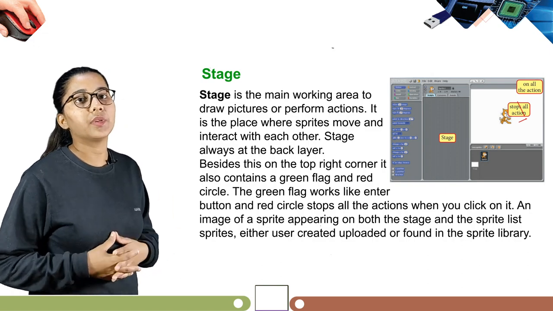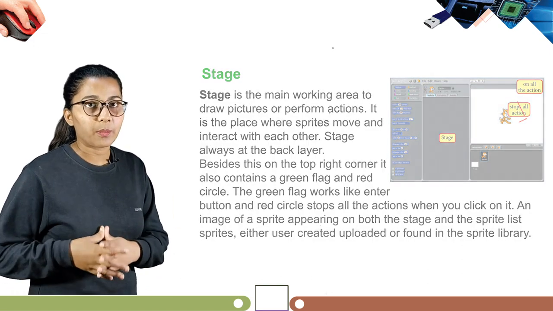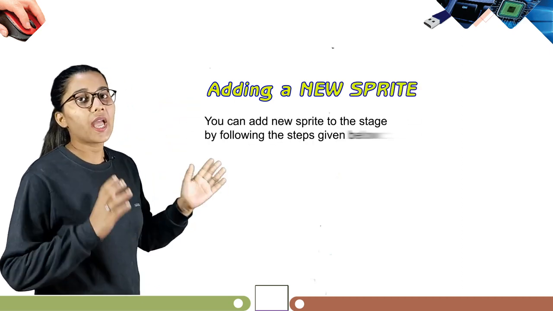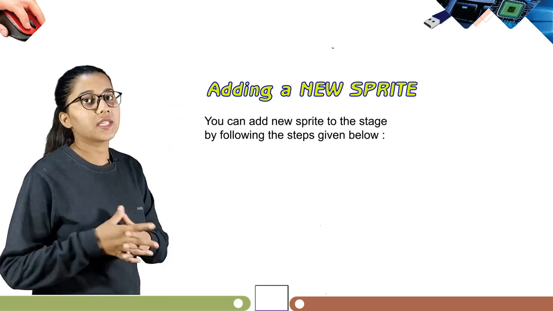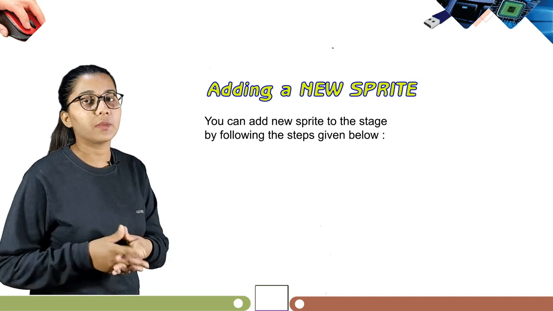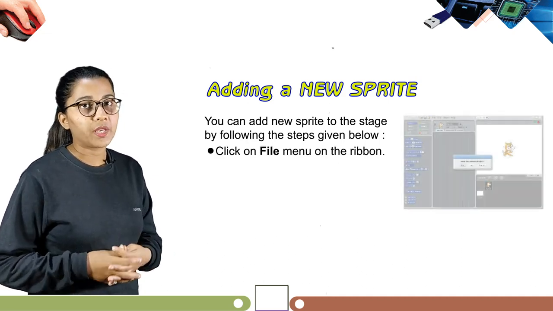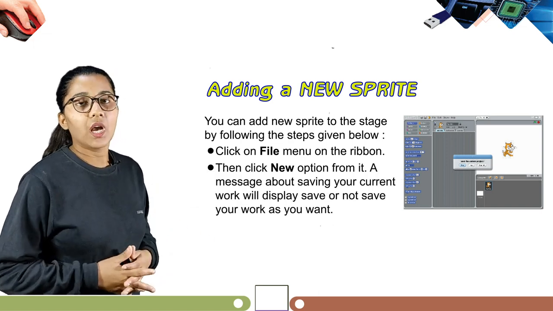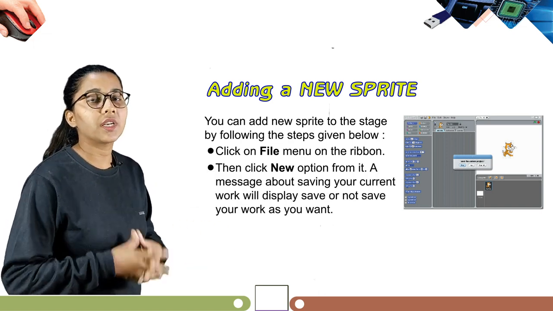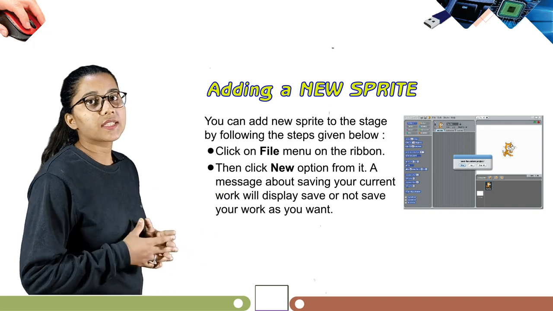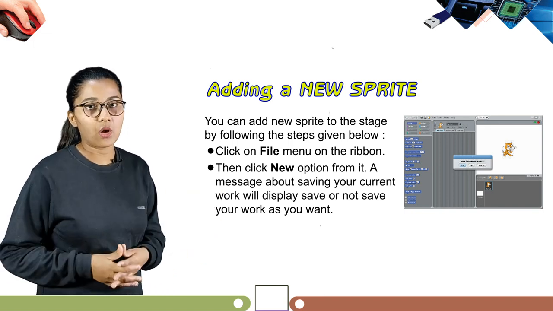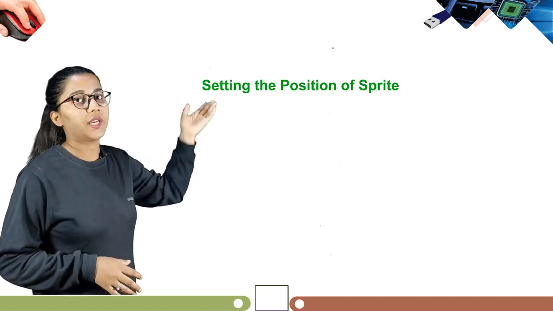So students, our next topic is adding a new sprite. You can add a new sprite to the stage by following the steps given below. Click on the File menu on the ribbon, then click the New option from it. A message about saving your current work will display. Save or not save your work as you want. Now our next topic is setting the position of sprite.